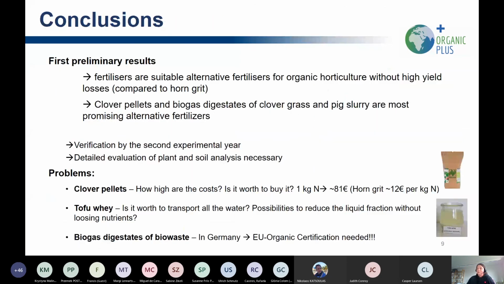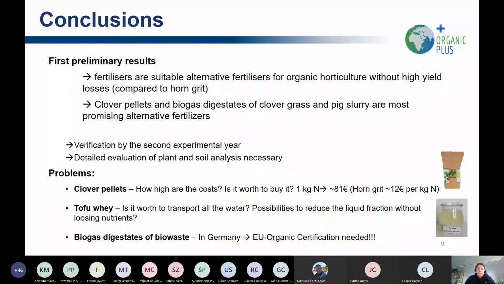Now I come to my conclusions. The first preliminary results show that all fertilizers are suitable as alternative fertilizers for organic horticulture without high yield losses, especially when you compare it to Horngrid. Then the clover pellets and the biogas digestates of clover grass and pig slurry seem to be the most promising alternatives. But keep in mind that we need a second year to verify the results, and we also have to do a detailed evaluation of plant and soil samples.